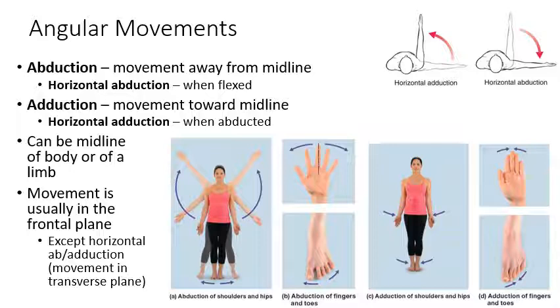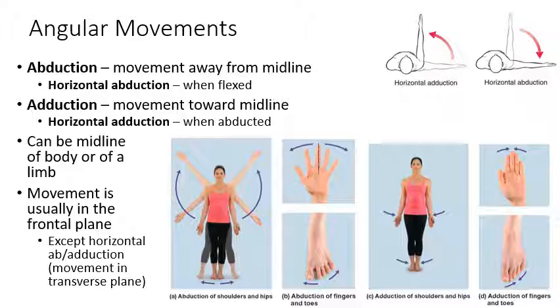You can remember the difference, or at least I remember the difference, because abduction is like when you're abducting the body part, taking it away from your midline. So abduction is moving away from the midline. That would be like if you hold your arms down at your side, then they are in the adducted position where they're close to the midline. Then if you raise them to point out away from you, then you are abducting them. You're moving them away from the midline.